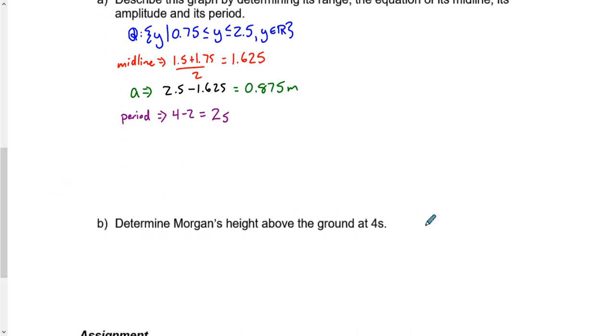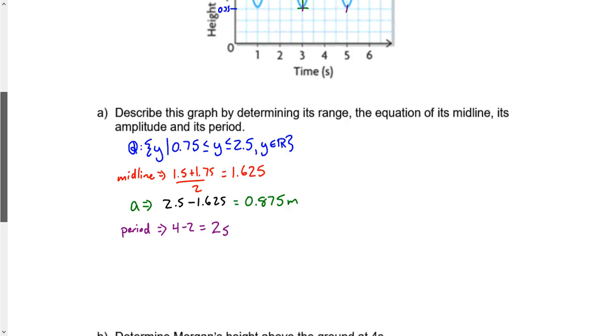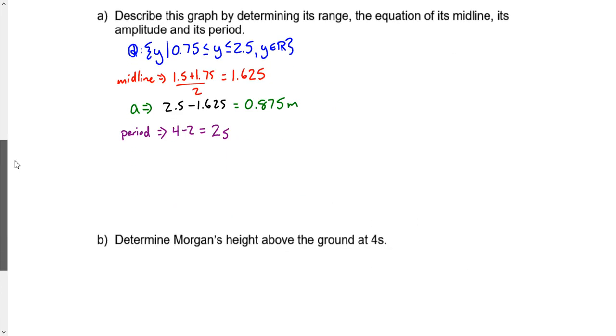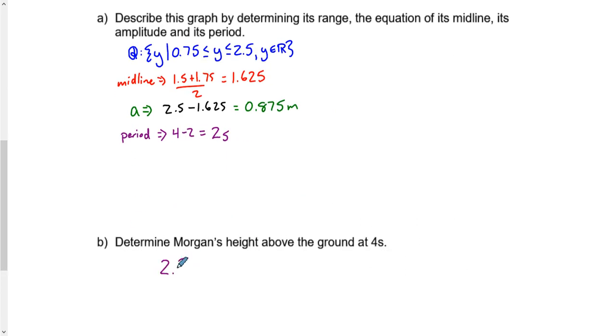So what would be Morgan's height above the ground at 4 seconds? Well, that's a really quick measurement. At 4 seconds, her height is at 2.5 meters. And there's our start of our understanding of what a sinusoidal function is going to look like. So go have some fun.